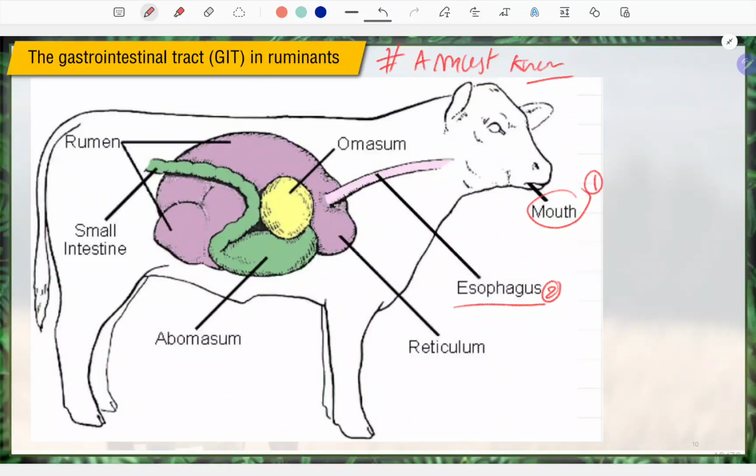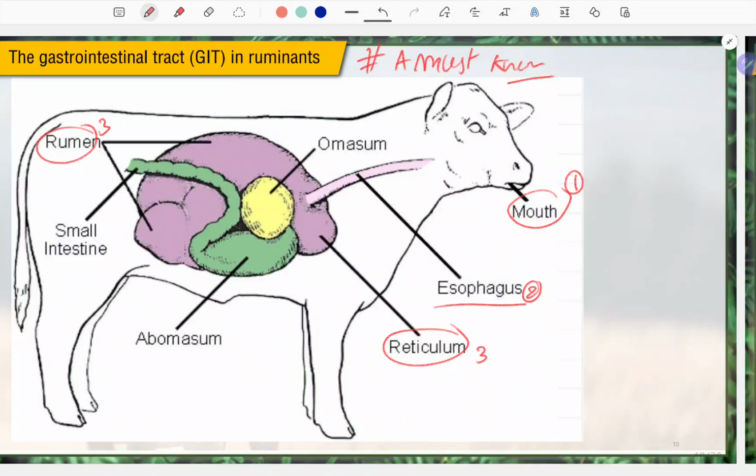Esophagus. After that it will go to the reticulum and rumen. This is first. The rumen is the big one and the reticulum is a small part at the front of the ruminant. After that it goes through the omasum and abomasum.